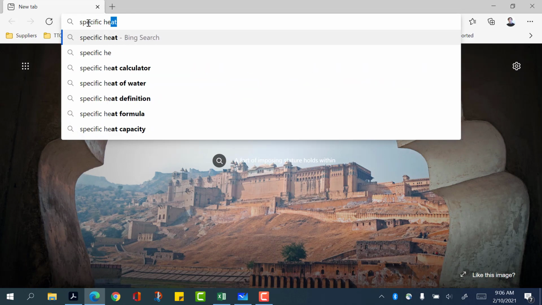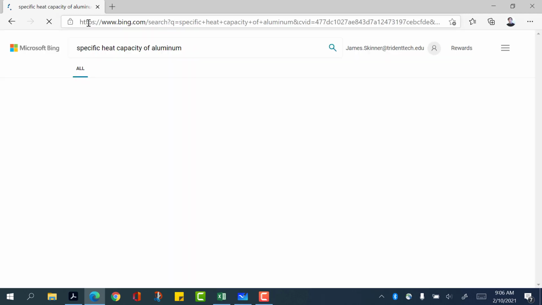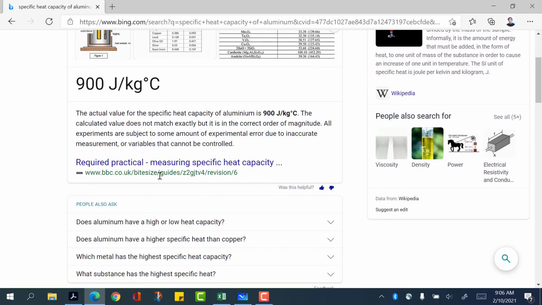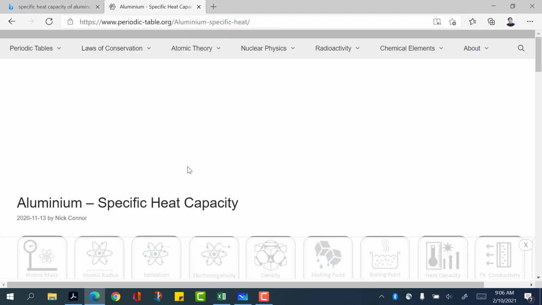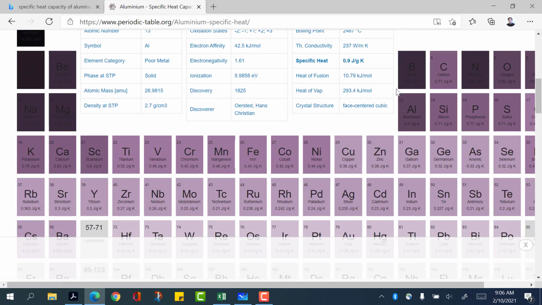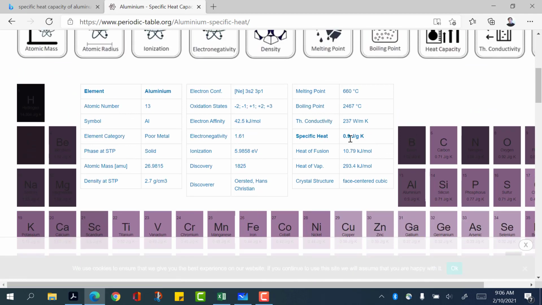Have a quick look. Heat capacity of aluminum. Do they actually give this quickly? So for heat capacity, periodic table, there we go. And find it for aluminum. They list the specific heat as 0.9 joules per gram Kelvin.